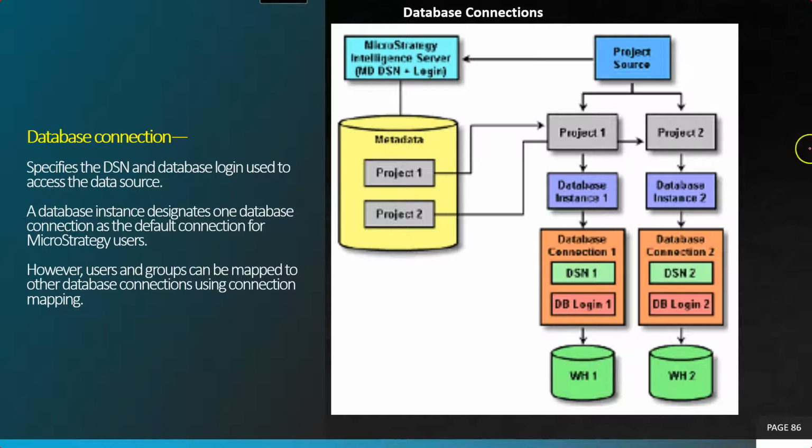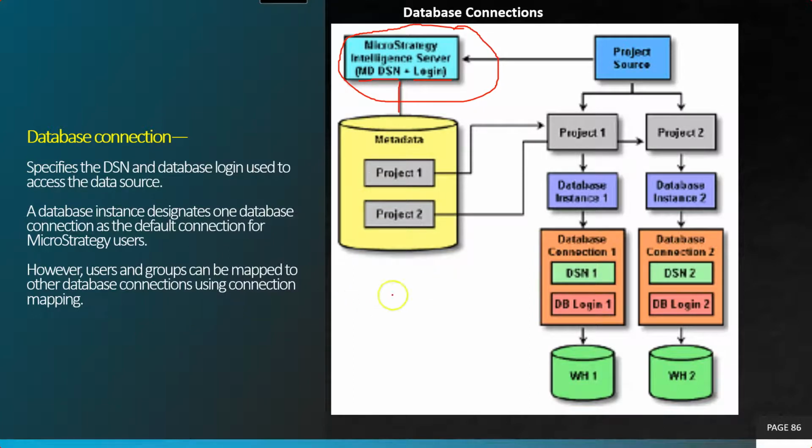So how does the database connection work? First you have to specify the DSN and database login to use for your data source. Okay, this is my Intelligence Server. I have my DSN plus login. I have to click configure, and then it's going to communicate with metadata. A database instance designates one database connection as the default connection for MicroStrategy users.